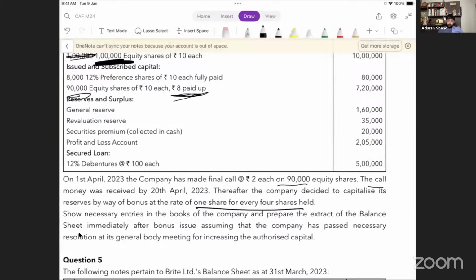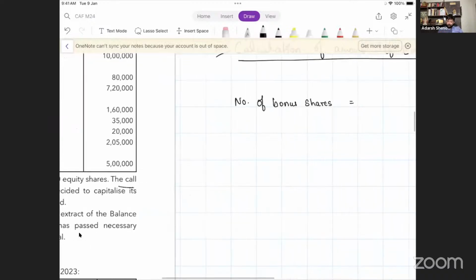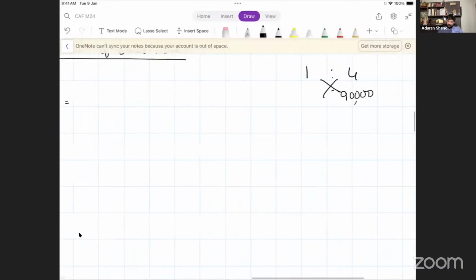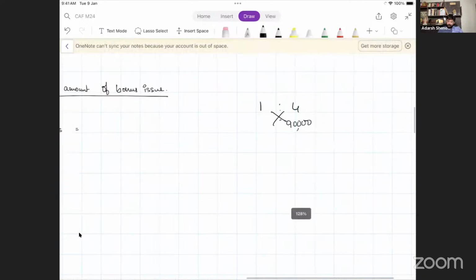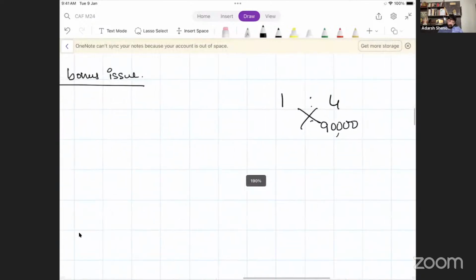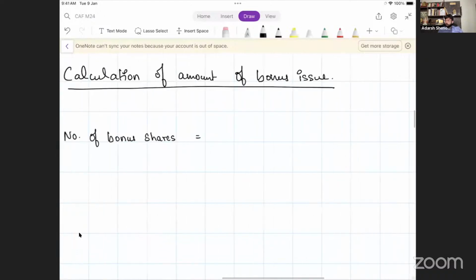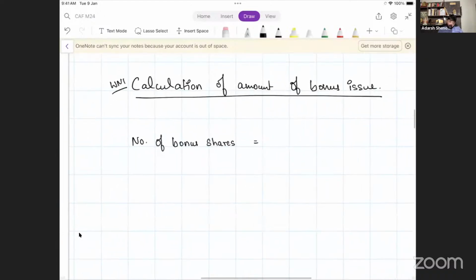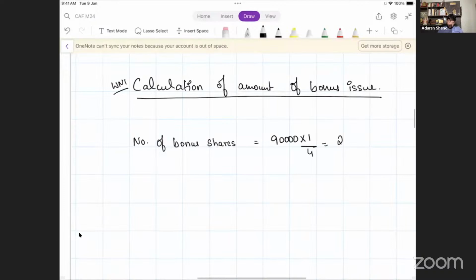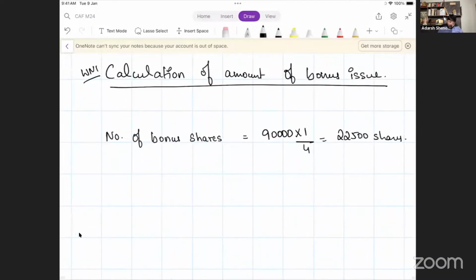The company issues bonus shares. In the journal entries, we will first make the call. We will call the 2 rupees, make the shares fully paid, and after that issue the bonus shares. I hope you have listened to my discussion from the beginning. So I need 2,25,000. Look at the reserves and make up to the 2,25,000. Okay.